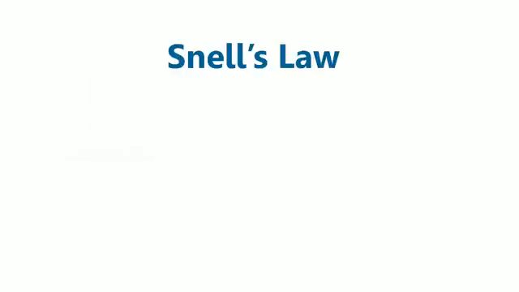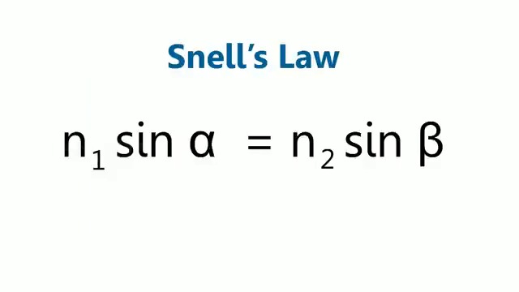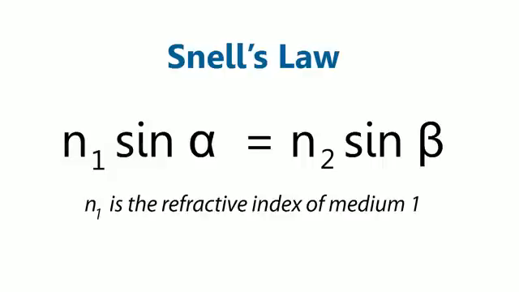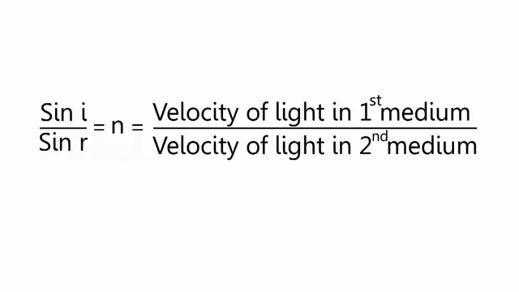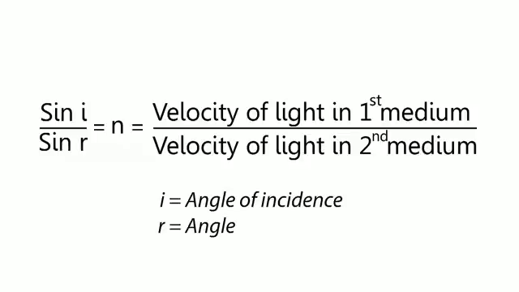The refractive angle is determined by Snell's law, n1 sin alpha equals n2 sin beta, where n1 is the refractive index of medium 1 and n2 is the refractive index of medium 2. Also, sin i by sin r equals n, which equals the velocity of light in the first medium divided by the velocity of light in the second medium, where i and r are the angle of incidence and angle of refraction respectively for medium 1, which is vacuum. The above ratio is known as the refractive index of medium 2, which is always greater than unity.